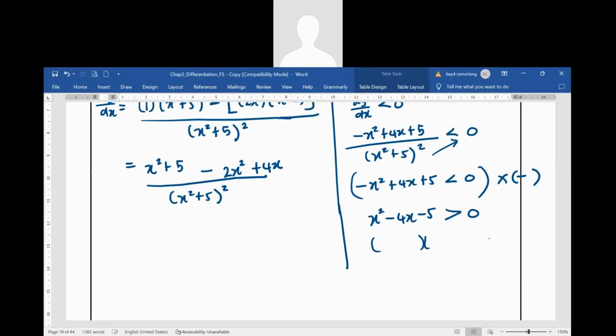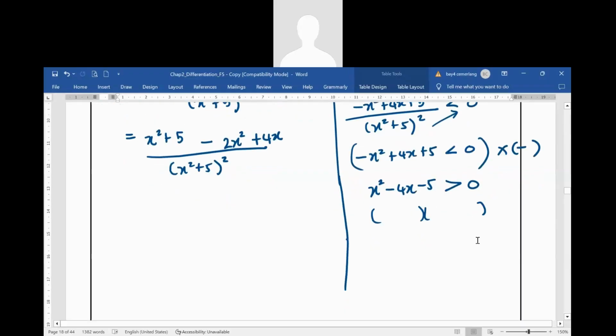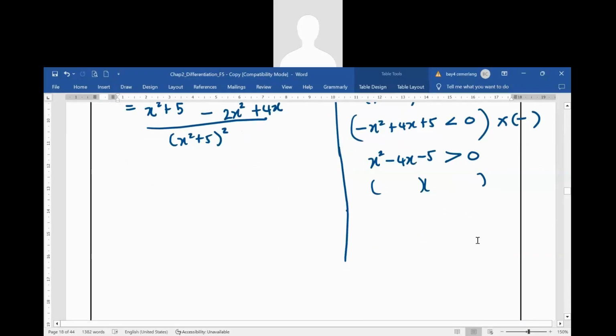Jadi, kamu boleh factorize juga. Tapi make sure you do the working of showing which method are you using for your SPM. You kena bagi tahu either you are using a graphical method or your number line method to determine the inequality. Okay, kita cari dulu dia punya roots. X, 5, 1 kan? Okay.